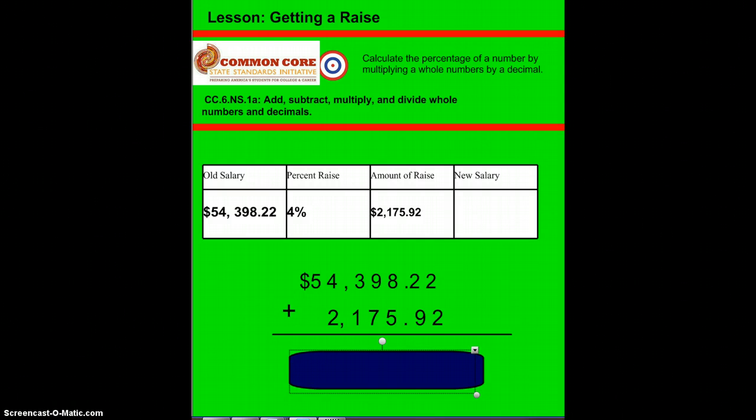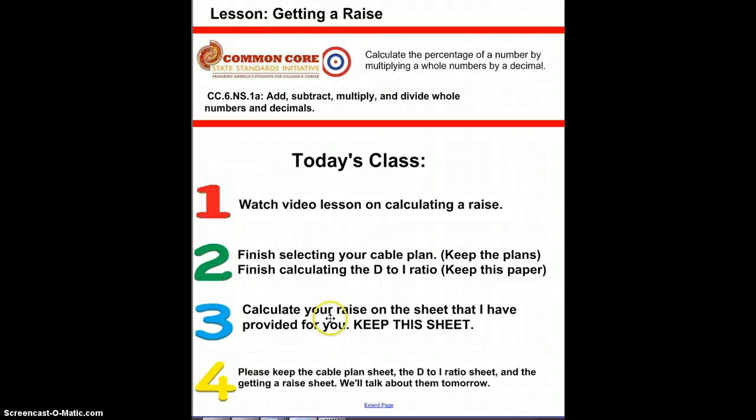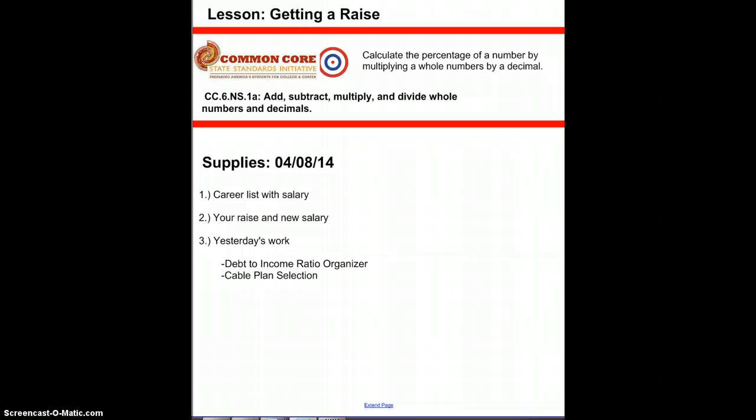Okay, so let's go back. Keep all of your info, and we'll just talk about it tomorrow. And before I wrap this up, some supplies that you'll need today. You'll need that career list that I showed you with your salaries. You'll need your raise and new salary sheet. It's a Microsoft Word sheet, and you'll need yesterday's work.